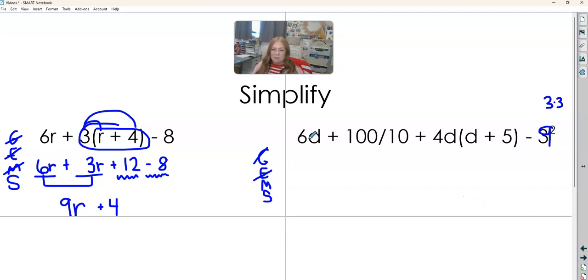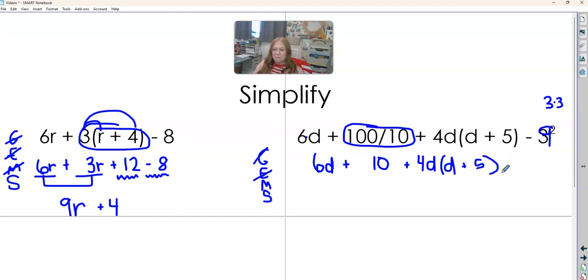So now we're looking to multiply and divide. Here's multiply, but we don't know d. Ooh, here's a division problem. We need to do this. So 100 divided by 10 is 10. So we're going to bring everything else down. 6d plus 10 plus 4d groups of d plus 5 minus 9. Okay, so we're still on M, multiply and divide. We said we can't do that. Plus 4d. Oh, here we go.